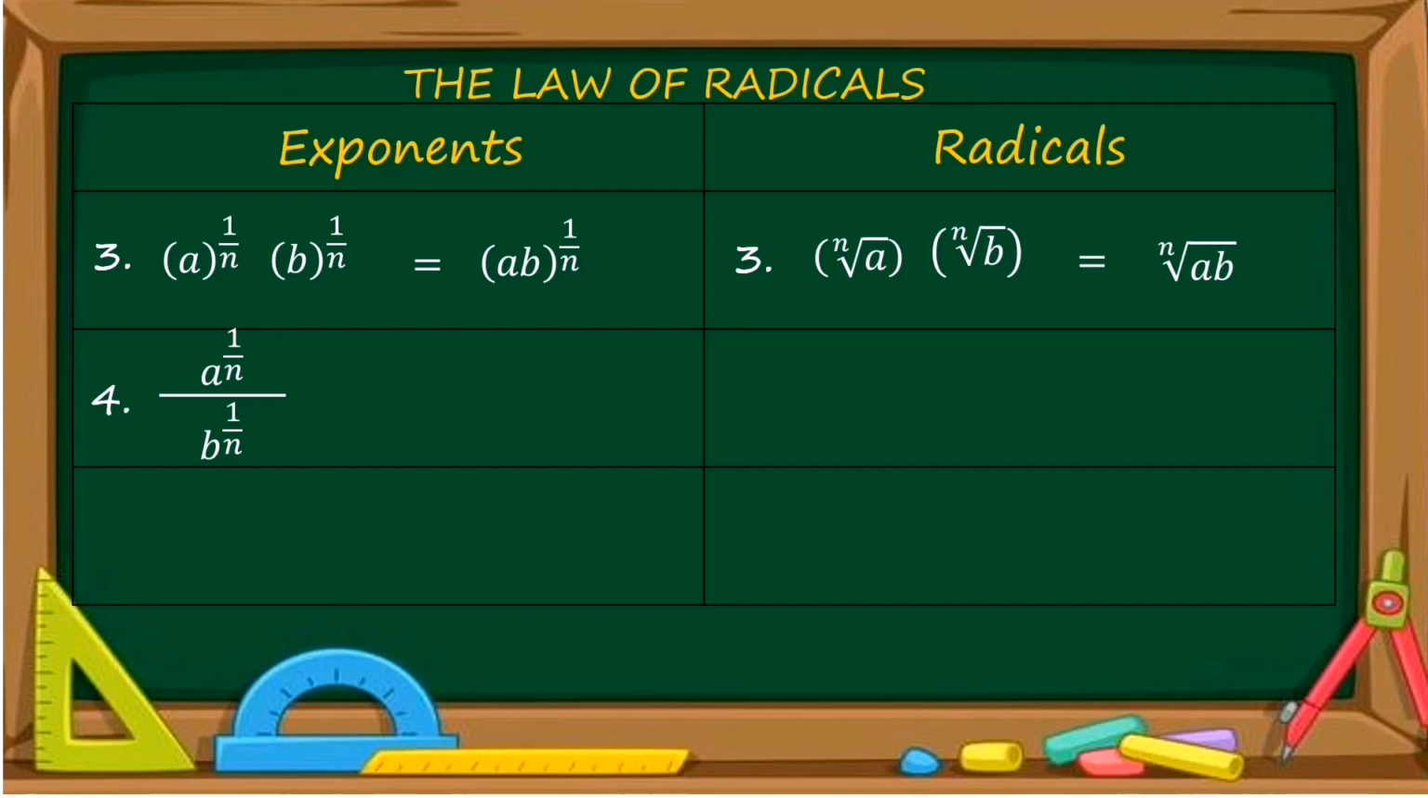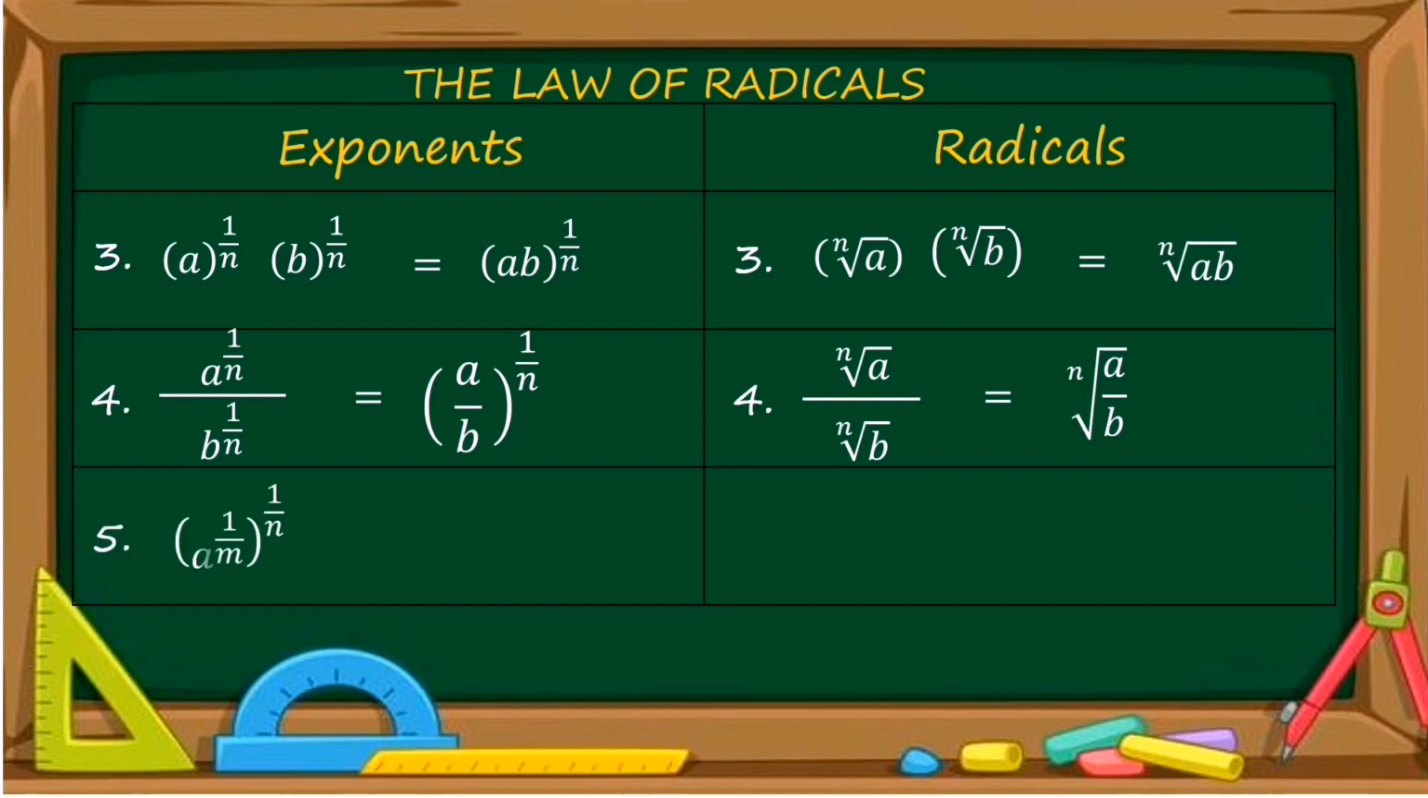As you can see, they have the same fractional exponents. To answer this, we will just divide the bases and then copy the fractional exponent. So that is equal to the quantity a divided by b raised to 1 over n. Now, let us write this into radicals. The nth root of a divided by the nth root of b equals the quantity a over b raised to 1 over n, which is equal to the nth root of a divided by b.